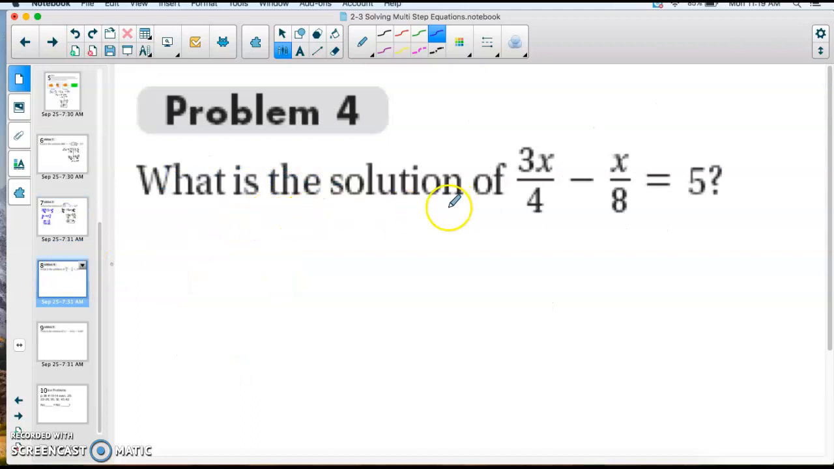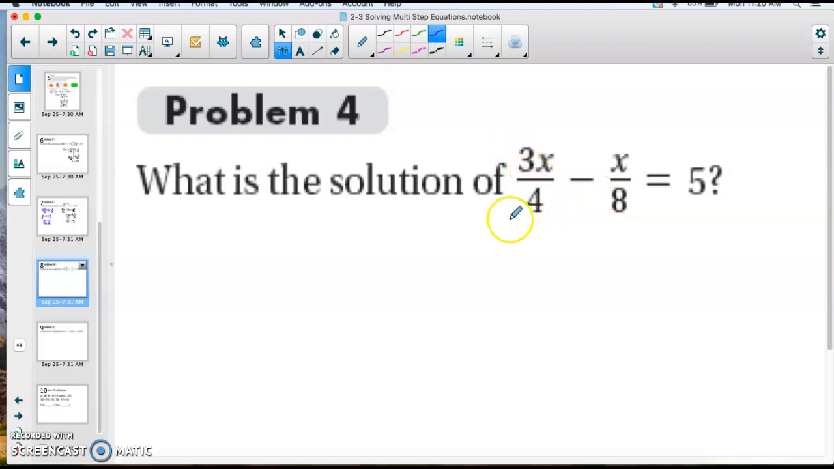All right, here, what's the solution of 3x divided by 4 minus x divided by 8 equals 5? All right. Well, here we do not have common denominators, right? This is divided by 4. This is divided by 8. They're not common denominators. Okay, so what I'm going to do is turn this one into eighths. Okay, and so how do I get this to be 8?